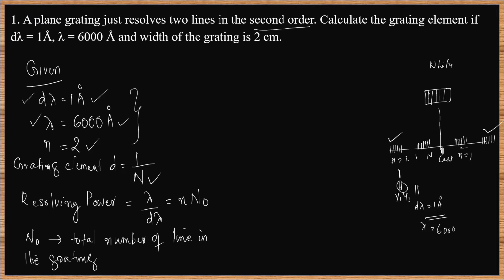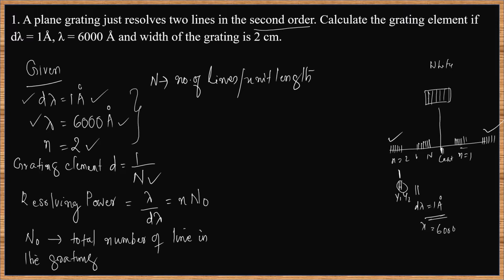So what is n here? n is the number of lines per unit length, right? So from here, how can we find out the value for n?